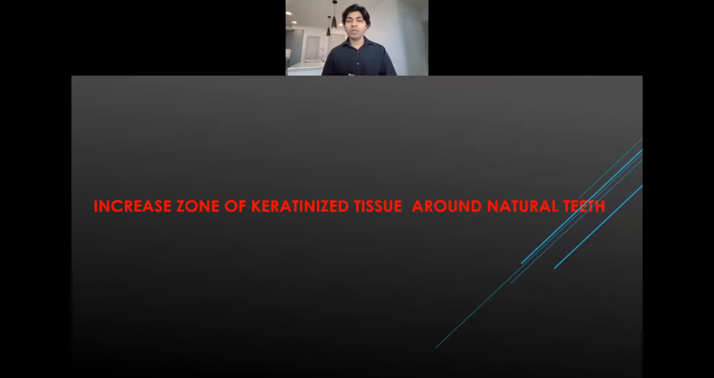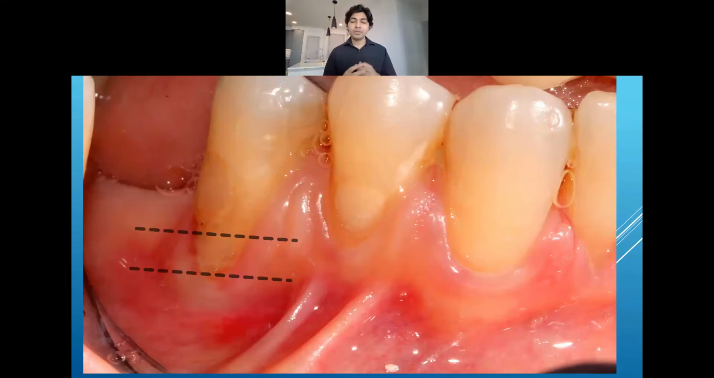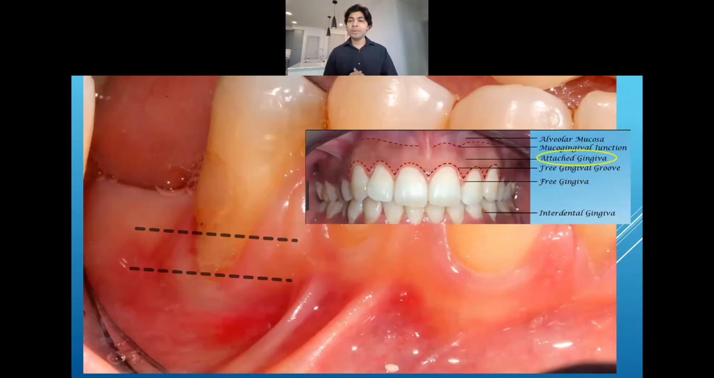I'm going to show you some of my clinical cases that I have treated during my private practice. So the first indication is to increase the zone of keratinized tissue around natural teeth. This is one of my patients who was referred from a restorative dentist to increase the zone of keratinized tissue. If you compare with the ideal picture, the patient was missing attached keratinized tissue. And the patient was wearing a partial denture.